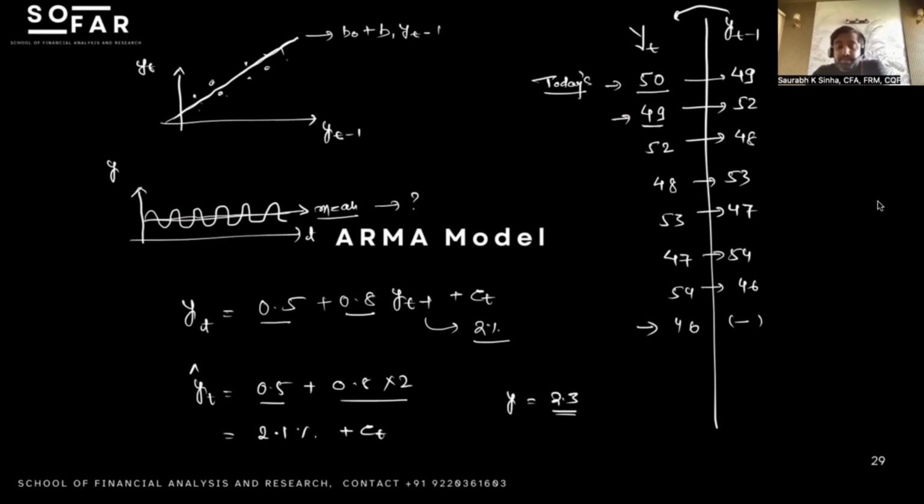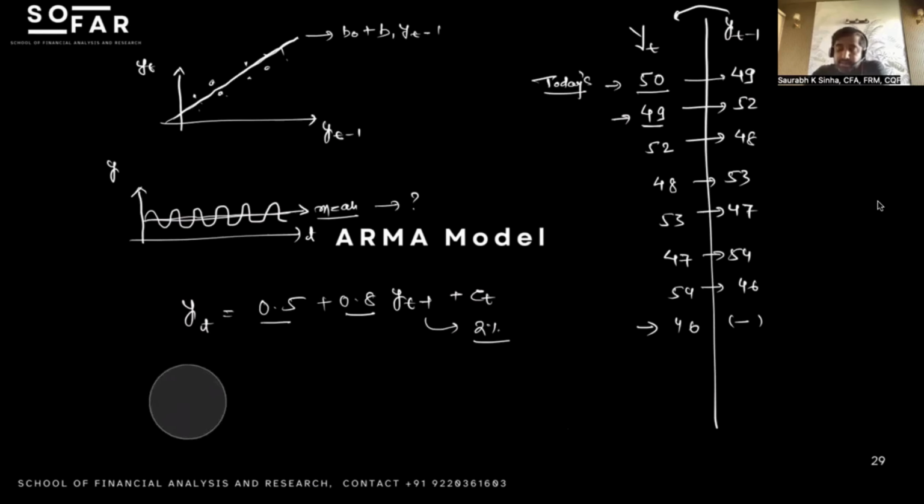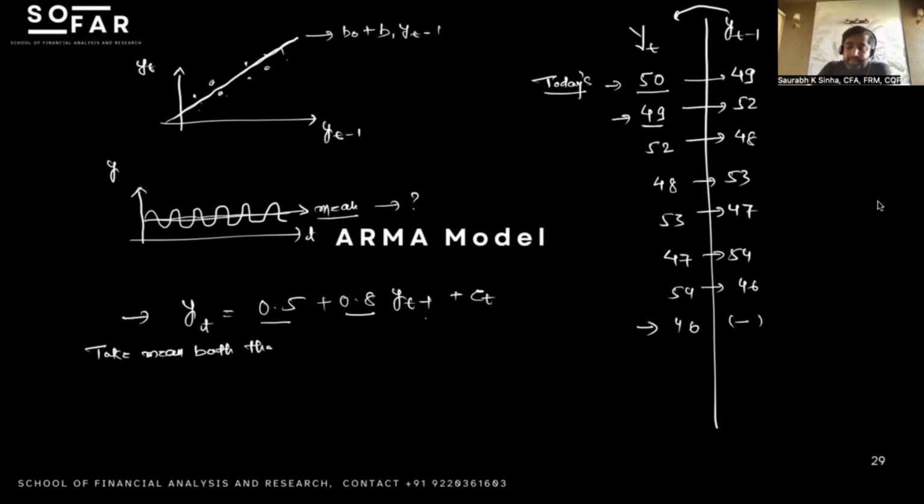But if you don't have the time series, if you only have this equation, somebody comes and says, this is the equation that I derived from a time series y_t, which I'm not going to tell you. Can you find the long-term mean? The answer is yes. What do you have to do? Step one, take the mean on both sides. Then you will write y_t bar = 0.5 mean + 0.8 * y_(t-1) mean + error term mean.